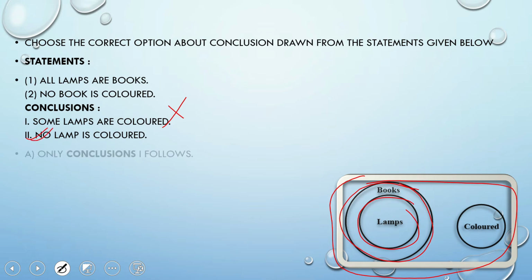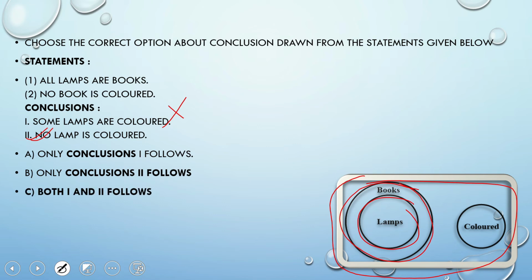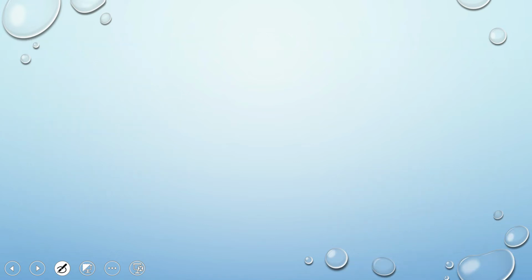That is 2. In option A, we have only conclusion 1 follows. In option B, we have only conclusion 2 follows. In option C, we have both 1 and 2 follow. In option D, we have neither 1 nor 2 follows. That is only conclusion 2 follows. That is B, only conclusion 2 follows.